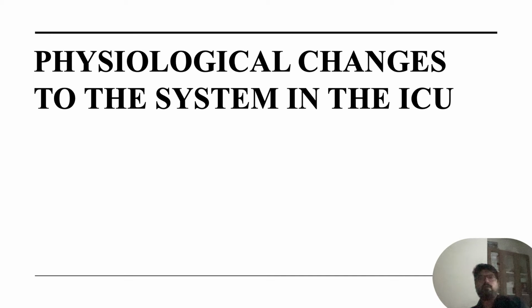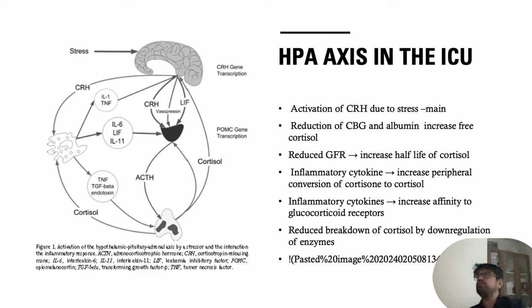Now, why this topic is important and why there is a lot of controversy is that there are a lot of physiological changes that happen in the ICU. One dictum in endocrinology is that you should never assess an inpatient in the ICU in the same way that you assess an inpatient or an outpatient in an OPD, because there are a lot of physiological changes that occur in a critical care setting. So when you talk about the HPA axis in the ICU, there are a lot of things which happen.